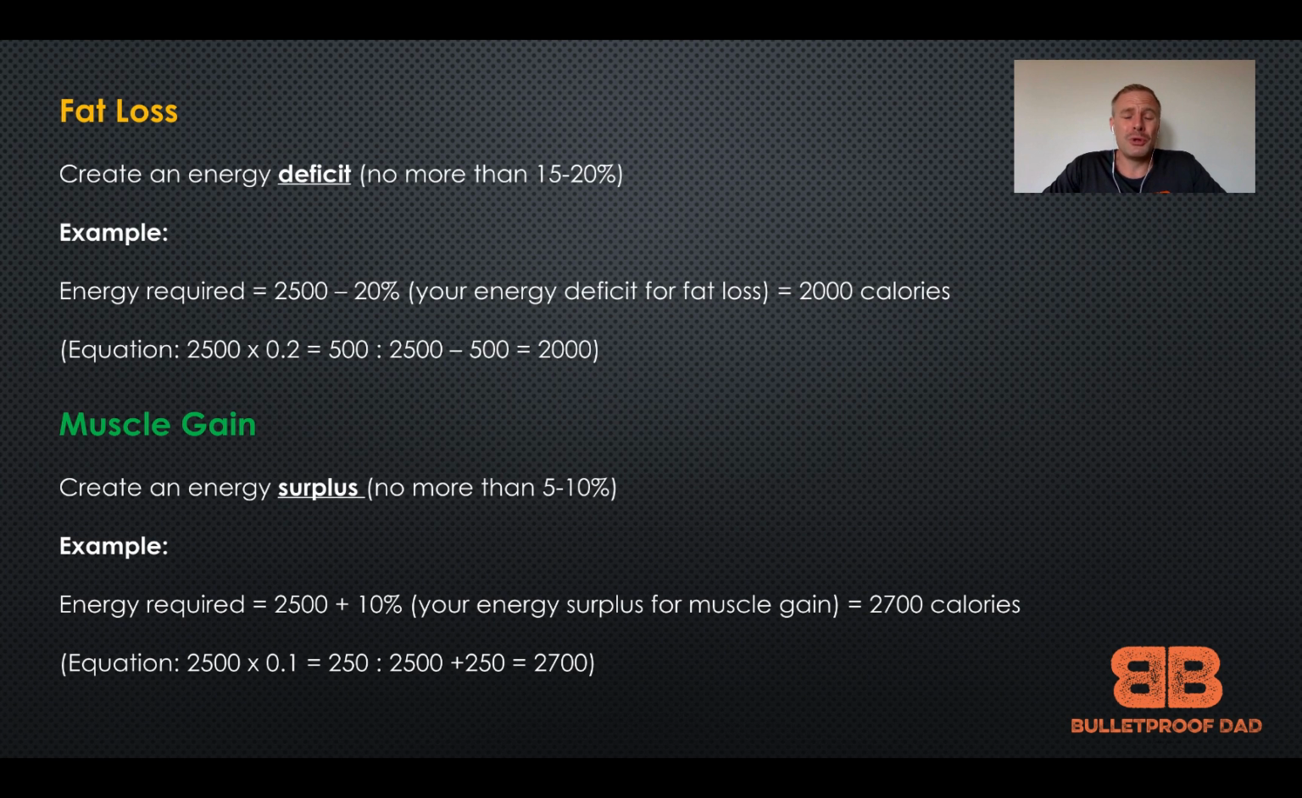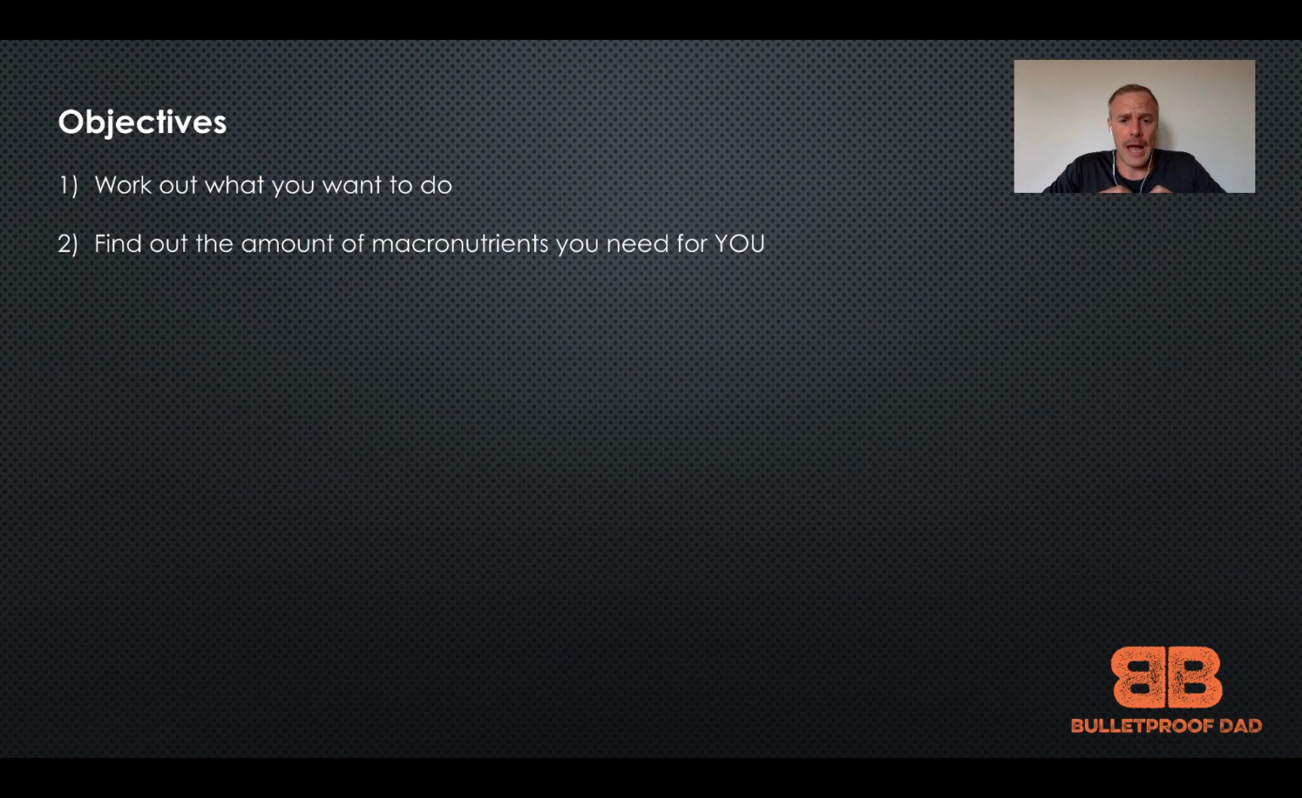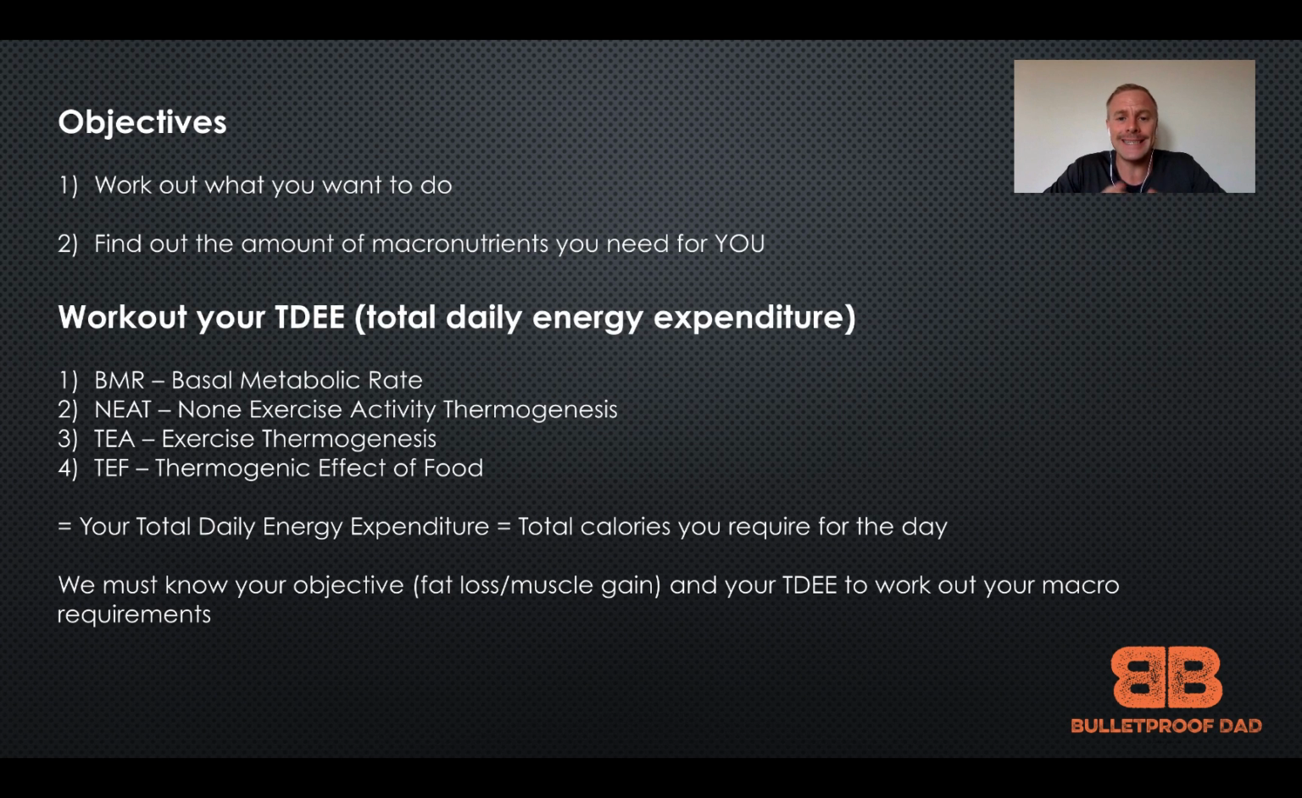So you really have got to understand what your objective is. So number one, work out what you want to do. And number two, find out the amount of macronutrients you need, specifically for you. So in order to do that, we need to work out what we call your TDEE. So this is your total daily energy expenditure, guys, and it consists of 4 parts.